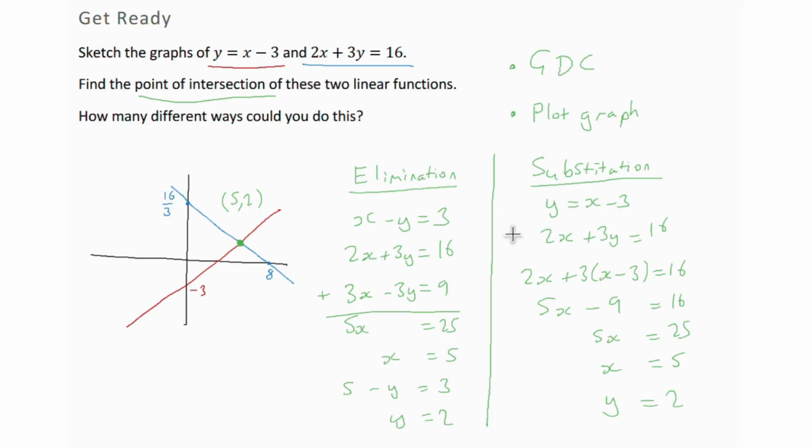I've got multiple ways I could approach this depending on the scenario to be able to solve this and find the intersection of these two linear functions.